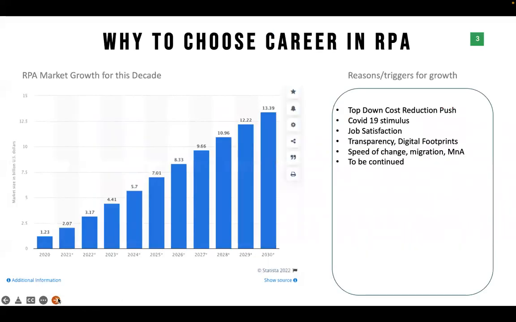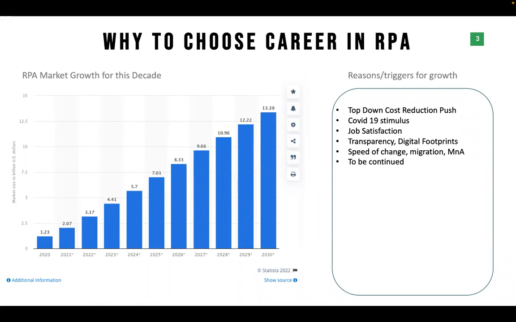Okay. Now, talking about why you should choose a career in RPA. Most of you are from a BA background. Some are from core domains like finance and other backgrounds. So becoming an RPA BA is not rocket science. I'll be talking about the skill set in an upcoming slide. But why should you choose the RPA sector?